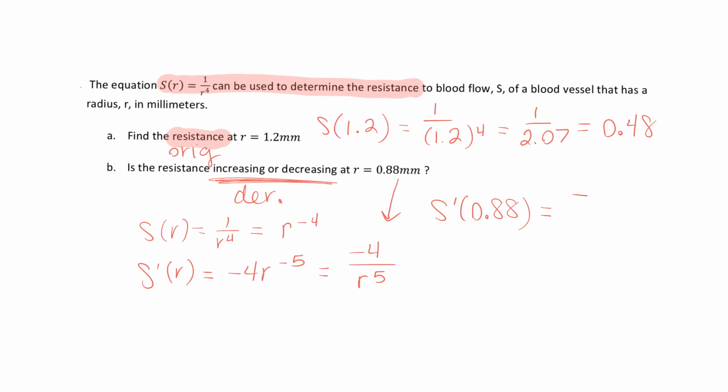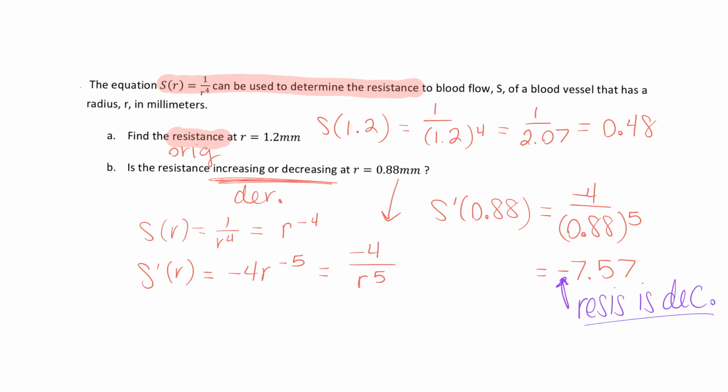And it's going to be negative 4 over 0.88 to the fifth. What a number. To the fifth. And we're going to get negative 7.57. Now the question doesn't ask me what the resistance is. The question is, is the resistance increasing or decreasing? And because we have this negative number, we know resistance is decreasing. And that will be our answer.